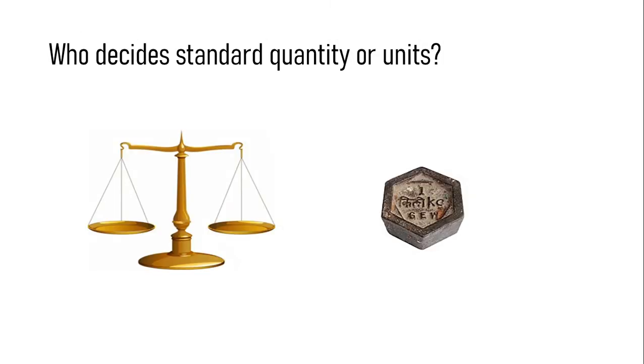Now, who decides what the standard quantity or unit should be? There should be an organization that decides how much 1 kg should be, what 1 meter should be, how much the length of a 1 meter scale should be. Yes, it is called the International System of Units. They decide how much 1 kg should be, how much one length should be.